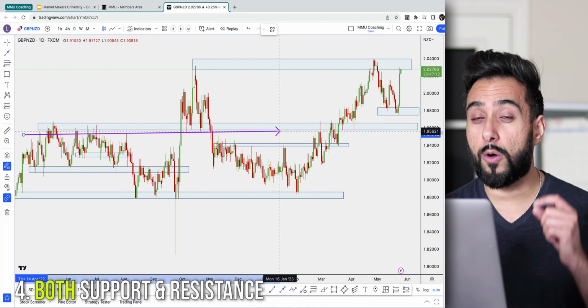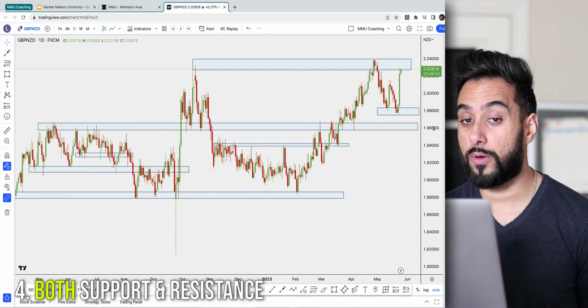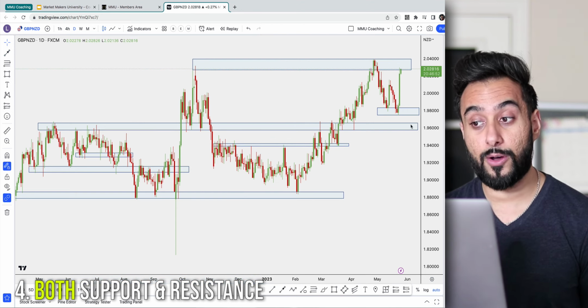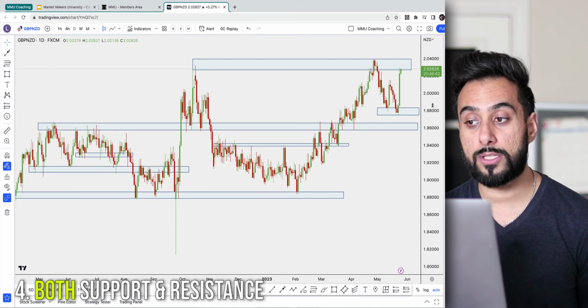And one small pro tip I'll give you, which not a lot of people notice: this zone, if you pay attention, you'll notice it's at what's called a round number, a whole number, a psychological level. It's at 1.96000. What do you notice on this zone over here?